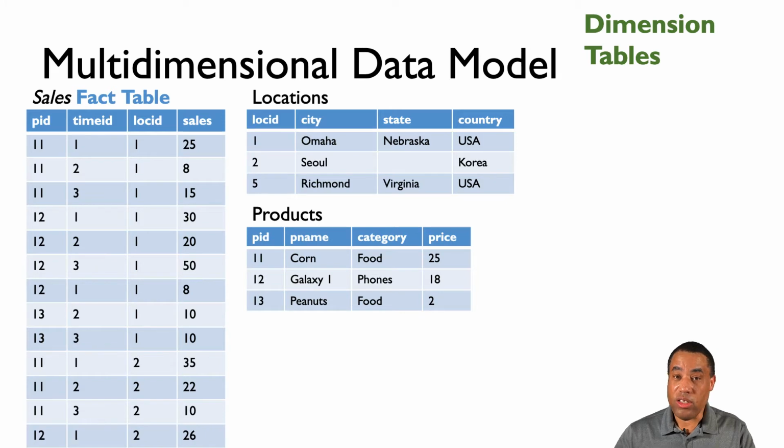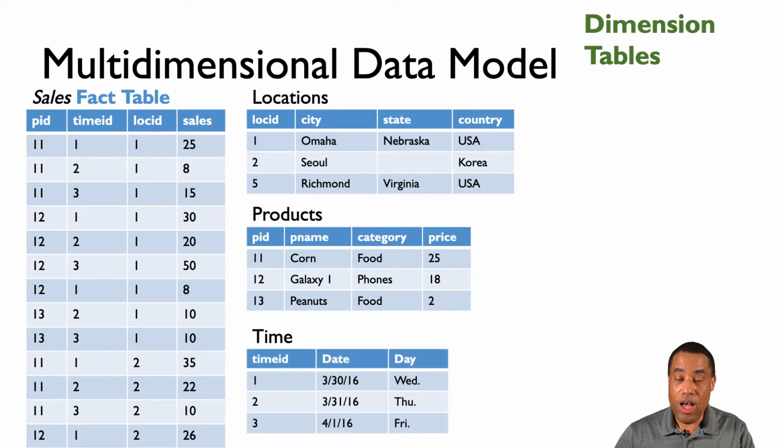Similarly, the product ID references the products dimension table. So here, a product ID of 11 references corn, which is categorized as a food and had a price of 25. And similarly, time is also a dimension table in this case, and we can reference it from our fact table. So time ID 1 is March 30th, 2016, which was a Wednesday.